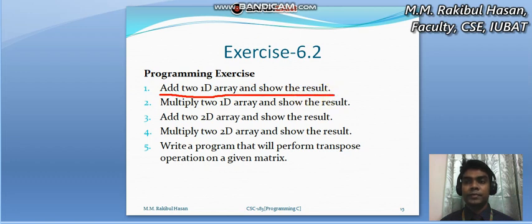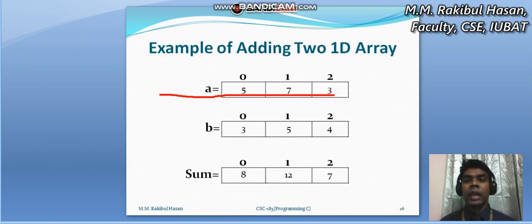the result. Okay, so here an example is given, that is how we can add two one dimensional matrices or one dimensional arrays. So here A is one array and B is another array, and you can see that array A contains three values. This is index number 0, and inside index number 0 we have value 5, index number 1 we have value 7, index number 2 we have value 3.